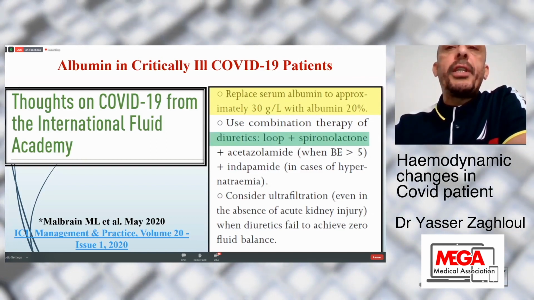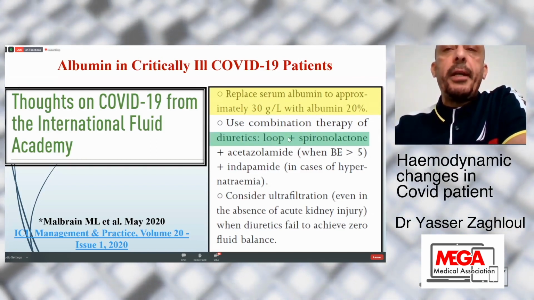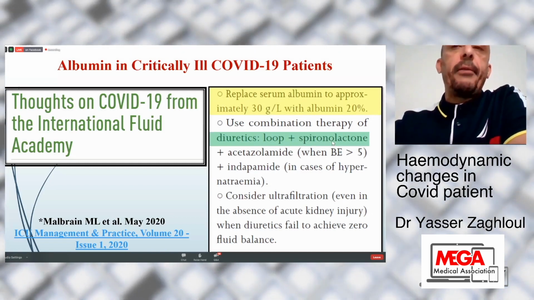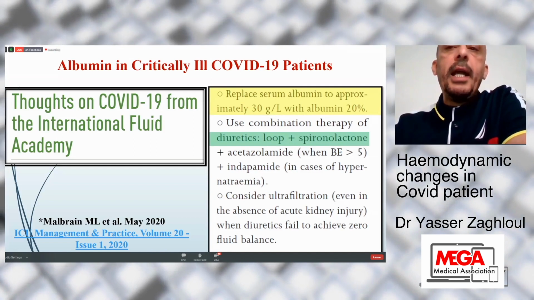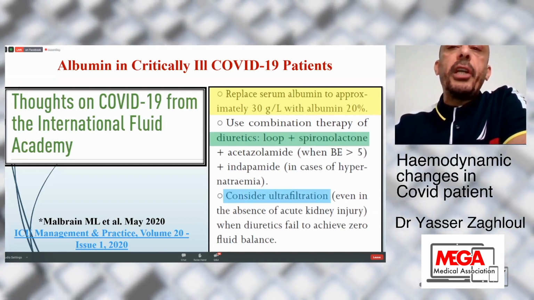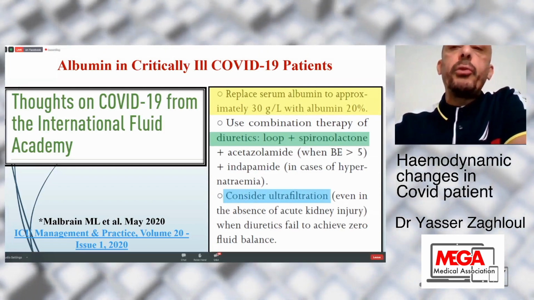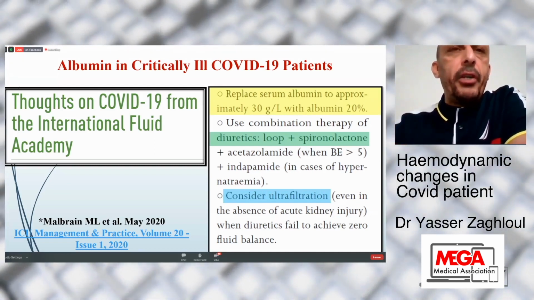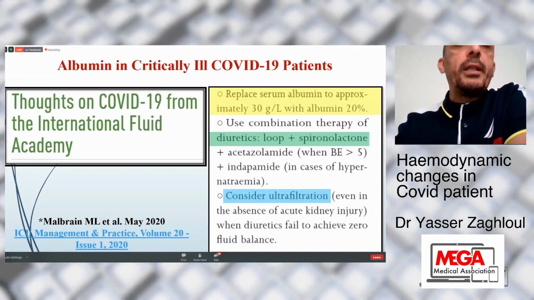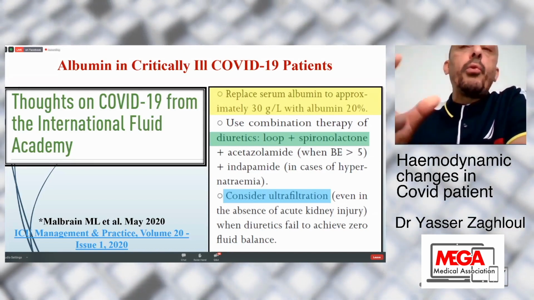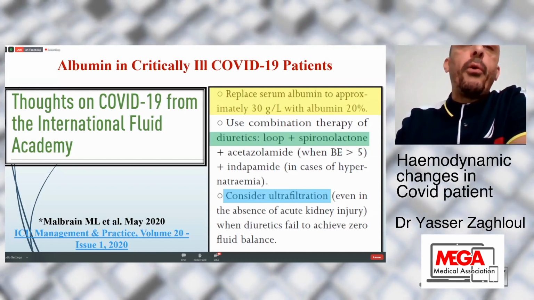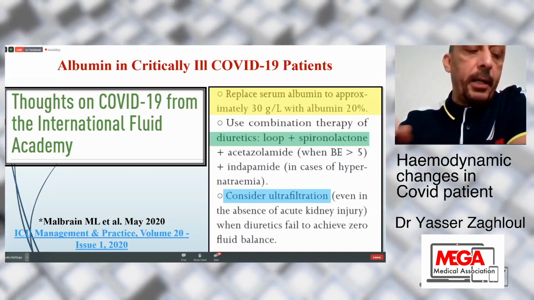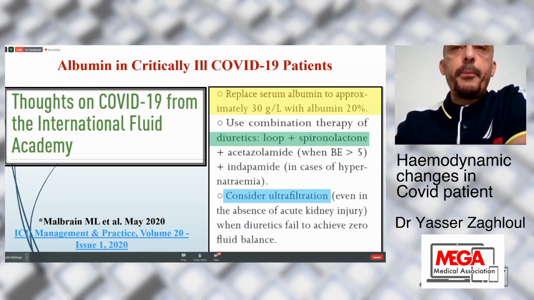And you may need to use diuretics as well, loop diuretics, thiazides plus spironolactone, to minimize the effect of fluid overload, and consider ultrafiltration early, even if the patient doesn't have acute kidney injury. If the patient is overloaded, ultrafiltration should be considered early, to minimize the effect of excess fluid load on the lung, especially in patients with respiratory distress syndrome.